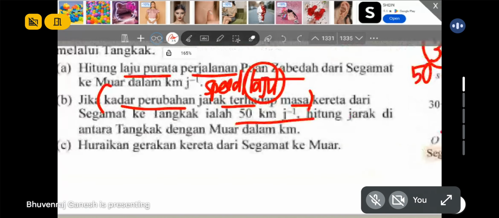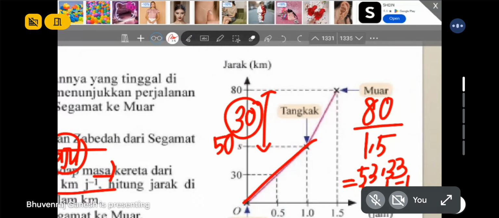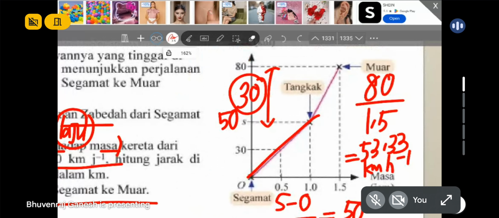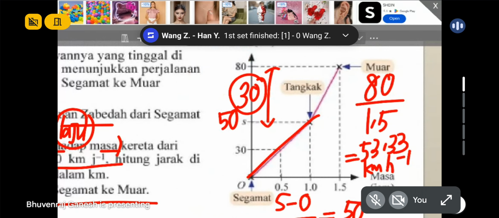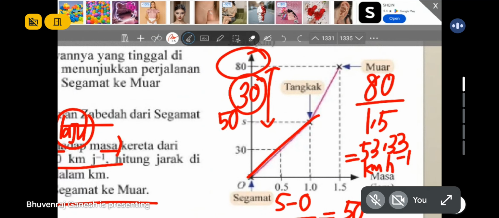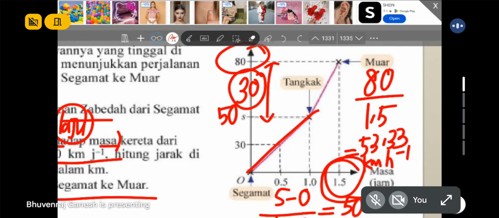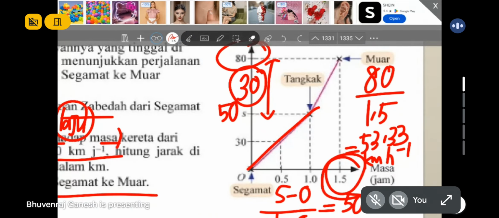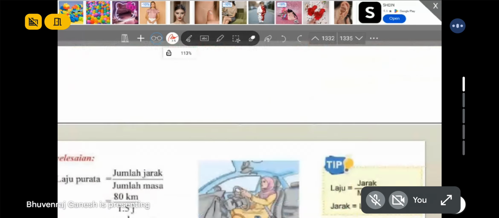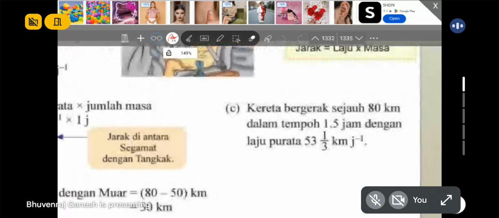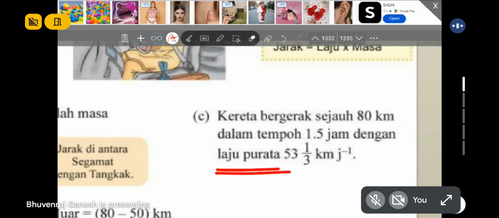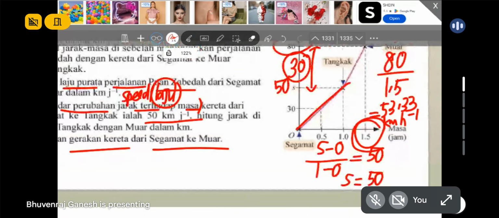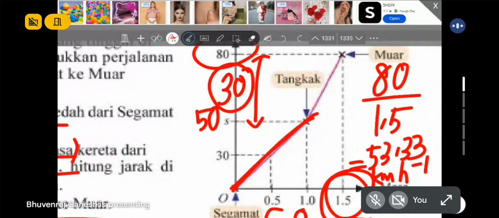They ask you guys to describe the motion. Uraikan gerakan kereta dari Segamat ke Muar. Now they are asking you total, you know guys. So you must talk about the total distance is 80, jumlah jarak 80, jumlah masa 1.5, total time is 1.5, and then average speed. Kamu kena bagi tahu laju purata. So all the information you guys already have. For the speed, when they are talking about two different graphs, you can see here got one graph, here got another graph. So don't tell separately, you know.